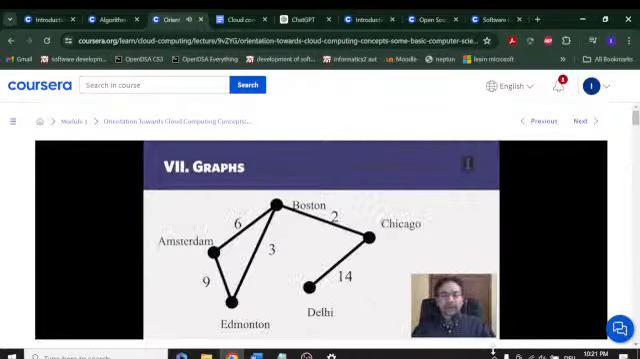Graphs. When we say graphs in computer science, we don't necessarily mean plots which have x and y axes. A graph is essentially a network. So here I'm showing you a graph of some cities, Amsterdam, Boston, Chicago, Delhi, and Edmonton, and the travel times between those cities by air, rounded up to the nearest hour.